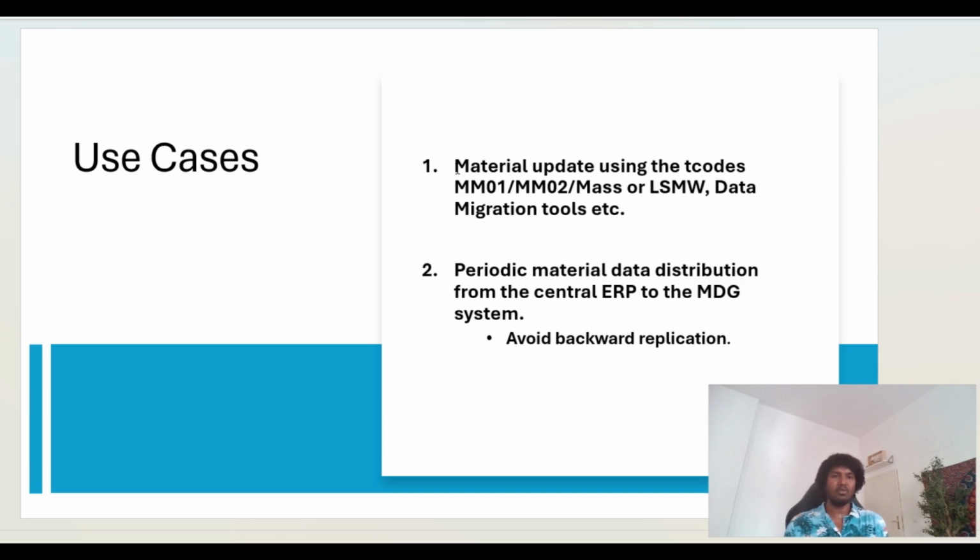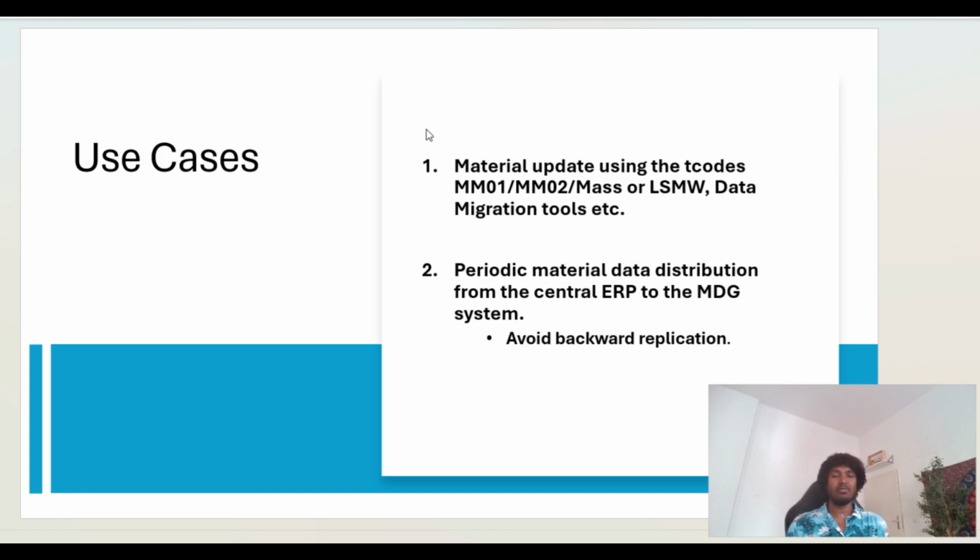So if some user creates a change request for a material update, we usually replicate that data to the central ERP system. In this case, we should make sure that whatever data comes from the central ERP should be created in the MDG, but it should not be replicated back to the central ERP system. I hope you guys came across this situation.